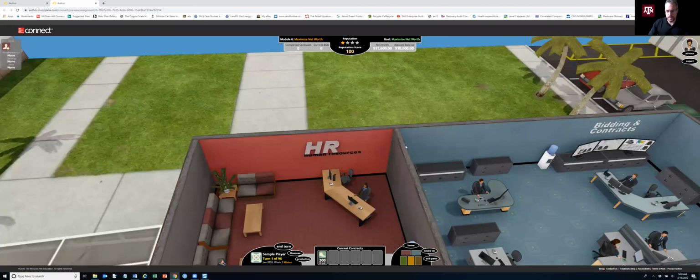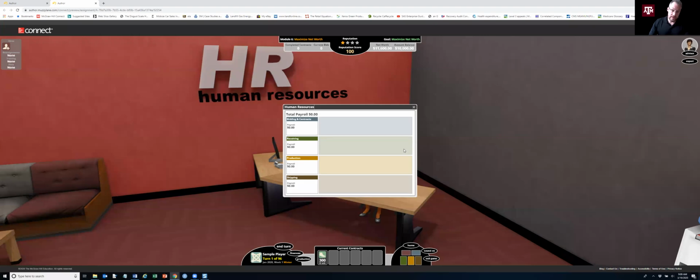Now, what else can you do in human resources? Well, we haven't done anything yet. We haven't even started a cycle. We haven't started the production process. We haven't bought any new materials. We haven't done anything at all. So nothing's happened here yet. But what you can see is you have payrolls in each of the departments: bidding and contracting, which we're going to look at next, receiving, production, and finally logistics and shipping.